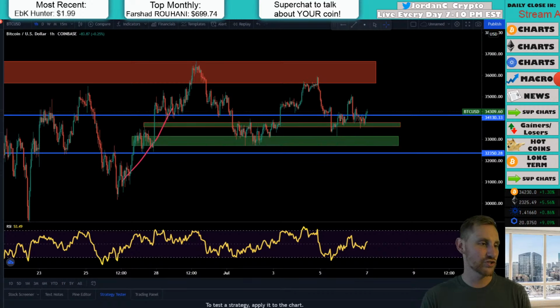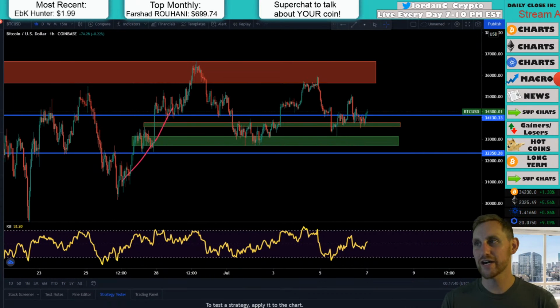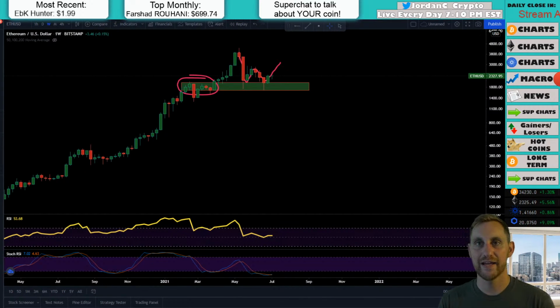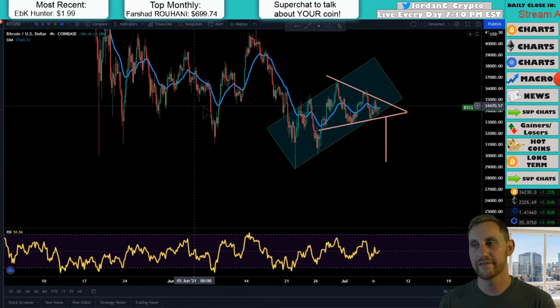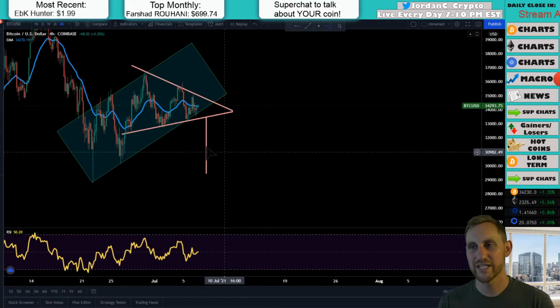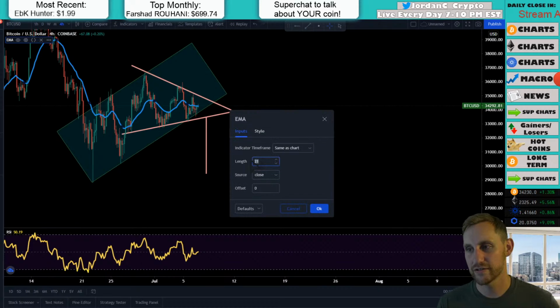Shafe, the 4-hour 200 EMA has been an issue. Watch for rejection. Yeah, it's something we've been talking about for Ethereum, and it's probably the same thing for Bitcoin. That's a good point. Obviously, the 20 is being kind of an issue right now, but we actually switch this to 200.